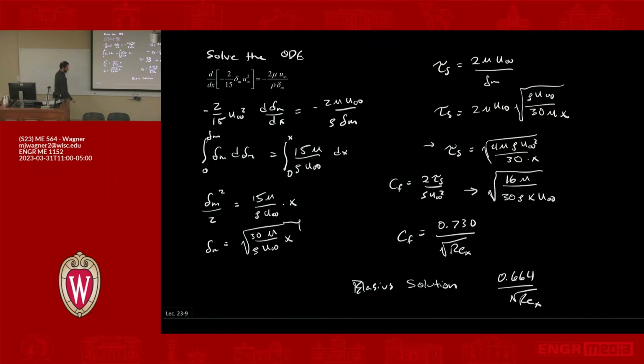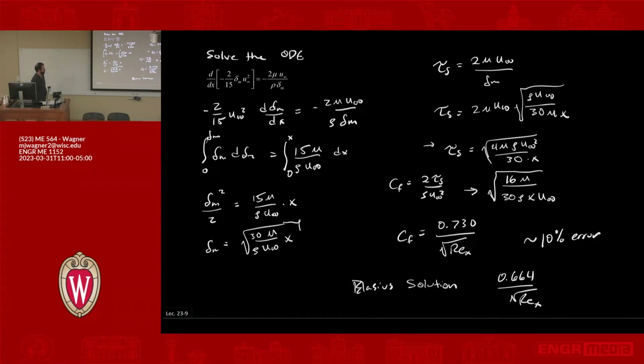So by assuming a velocity profile which is a quadratic polynomial, we ended up with this relationship. What is the difference between these two? Well, it's the same form, everything over the square root of Reynolds x. The only difference is this coefficient, this constant. And how different are they? Well, about 10% different. So my error in using this approximation is about 10% for this example. It's kind of good, right? It's not that bad for an approximate technique like this.